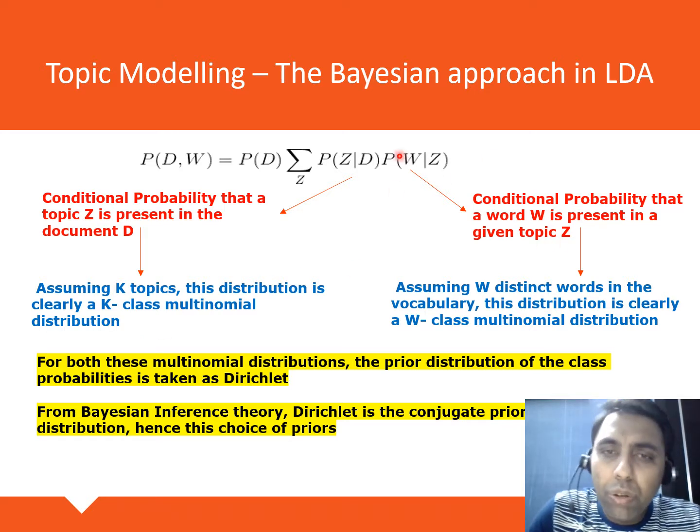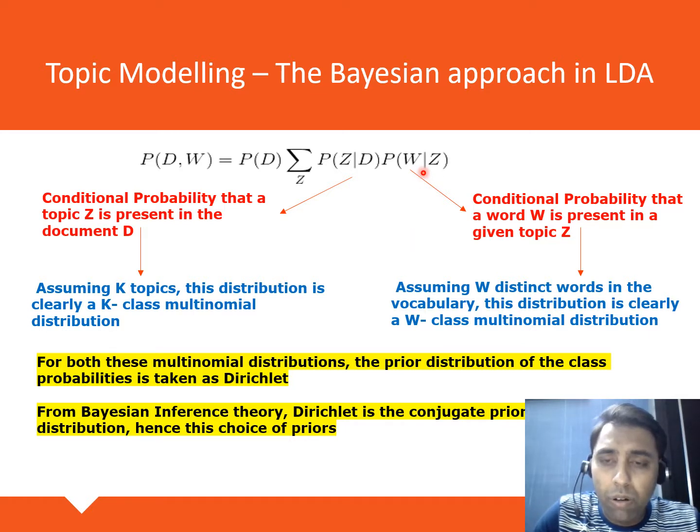And then if we look at the second conditional probability, which is W given Z, or word given topic, in this case if we assume that W is the size of the vocabulary, so we have W many distinct words in the data, then this is also a multinomial distribution over W classes.